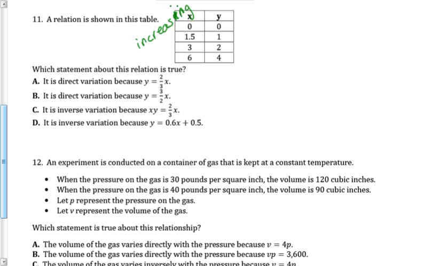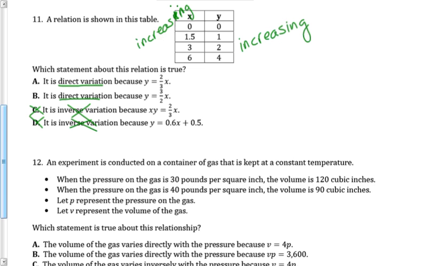And the y values are also increasing. X values go up and y values go up. If they both go up at the same time, that means that it's a direct variation, not an inverse. So it has to either be A or B. So we've got two equations here, y equals 2/3 x or y equals 3/2 x.